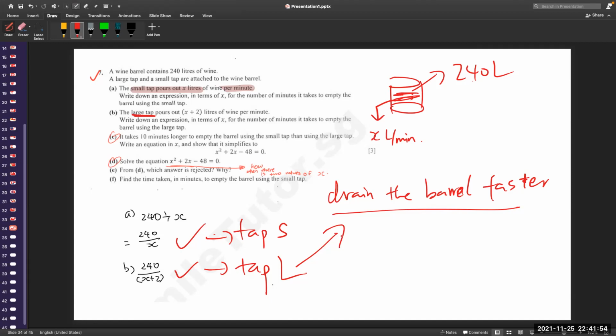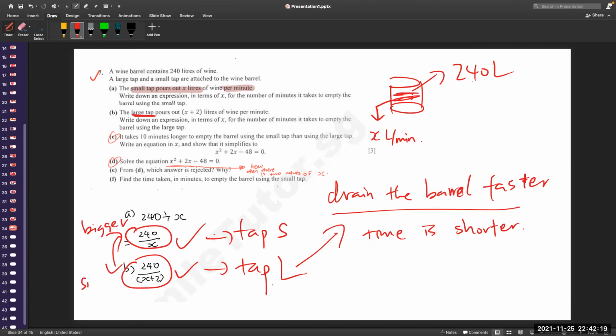So the larger tap will actually drain the barrel faster. The time taken is faster means what? Time is shorter. So this time is shorter, and this time is longer. So that means which one is bigger? 240 over x is bigger.